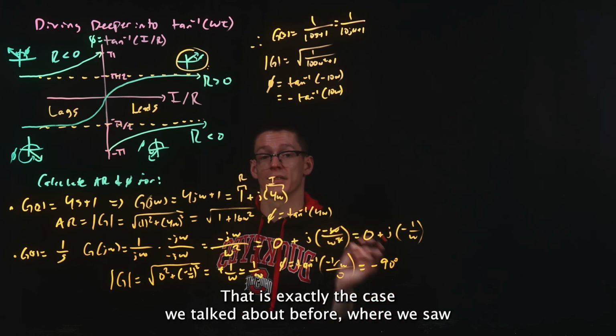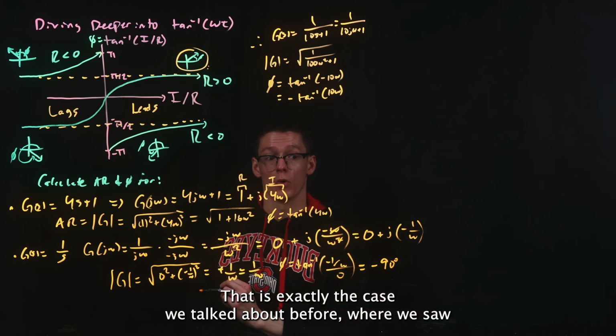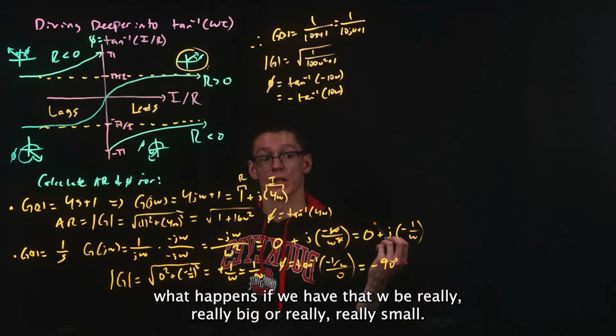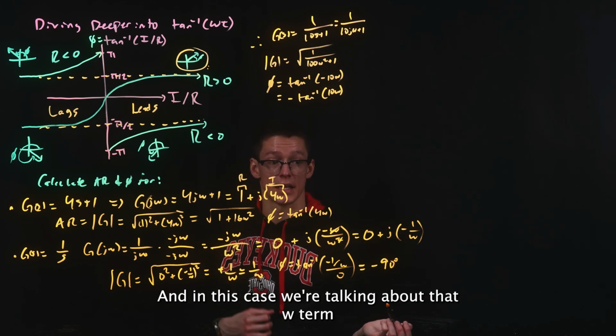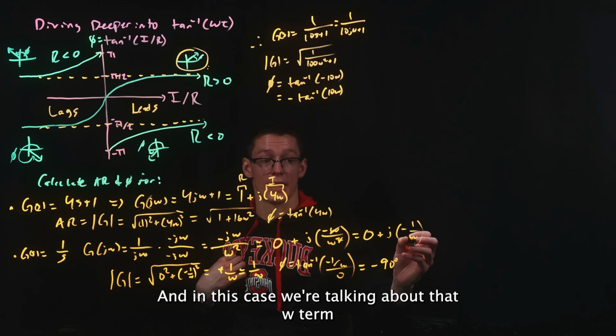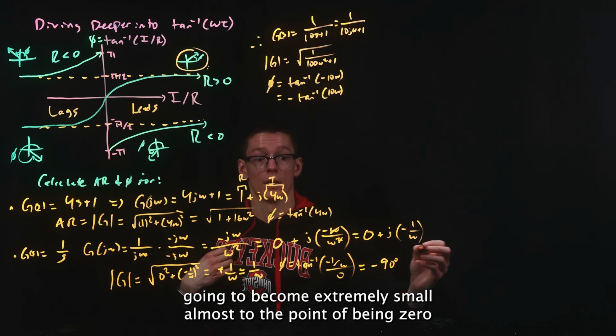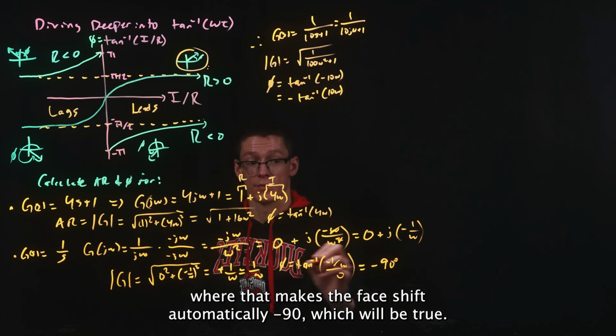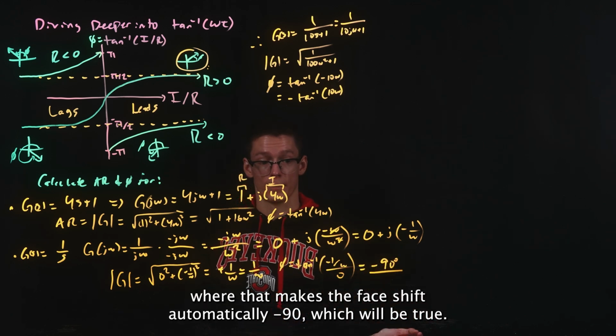That is exactly the case we talked about before, where we saw what happens if we have that w be really, really big or really, really small. And in this case, we're talking about that w term becoming extremely small, almost to the point of being 0, which makes the phase shift automatically minus 90, which will be true.